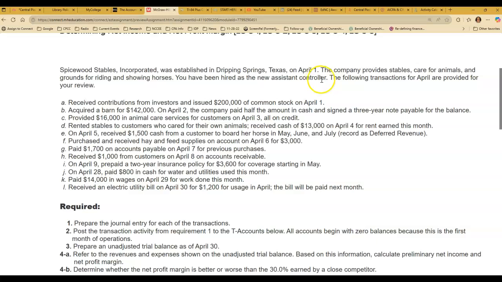You have been hired as the new assistant controller, which for most small businesses is sort of like the assistant to the CFO, effectively. Following transactions for April are provided for your review. So if we are Spicewood Stables, how do we earn revenue? Well, we provide stables, so somebody's keeping their horse there. Care for the animals: we brought in the vet, we got all the inoculations and everything together.